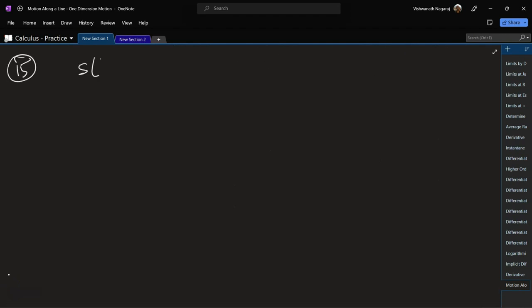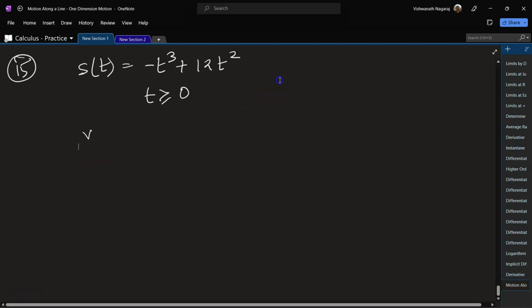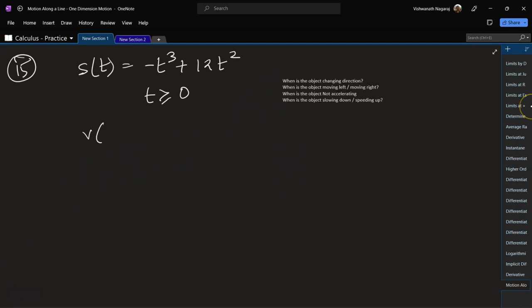15th one. S of t is equal to minus t cube plus 12t square. T is greater than or equal to 0. That means we are not interested in negative times. We know we require, and what do we have to calculate? Let me just mention that. Okay, so we need V of t, so that is going to be minus 3t square plus 24t. A of t we require, that is going to be minus 6t plus 24.